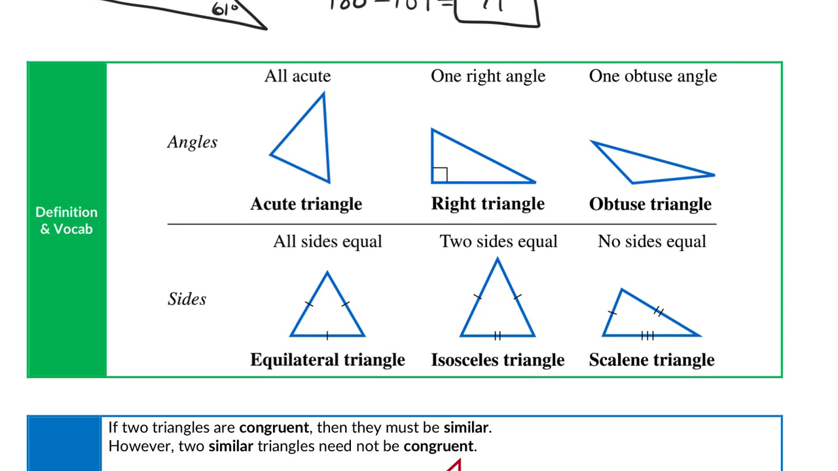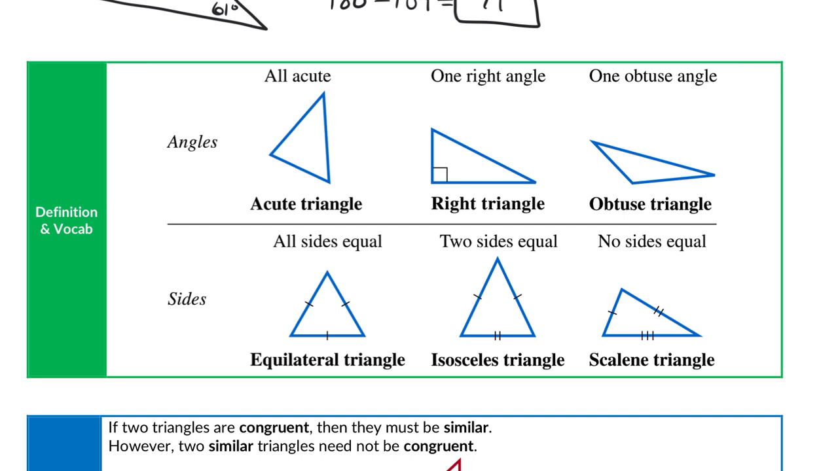So vocabulary that I'm going to use throughout this course. An acute triangle means that all of the angles are less than 90. A right triangle means that one of the angles is 90 degrees. It will be marked with a box. An obtuse triangle has one obtuse angle and 2 acute. Those are the types of triangles you can have classified by angles.